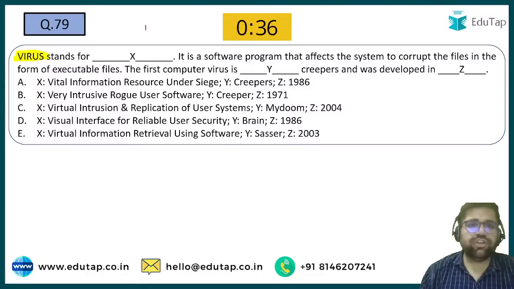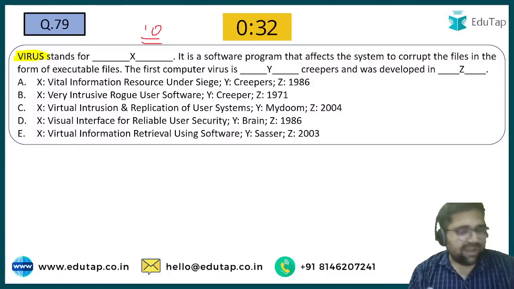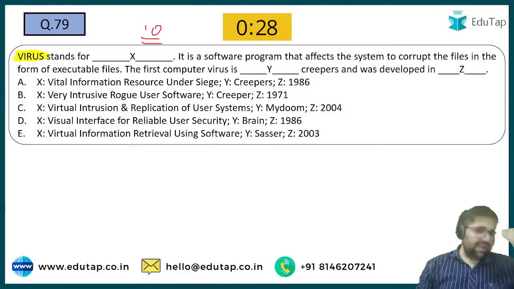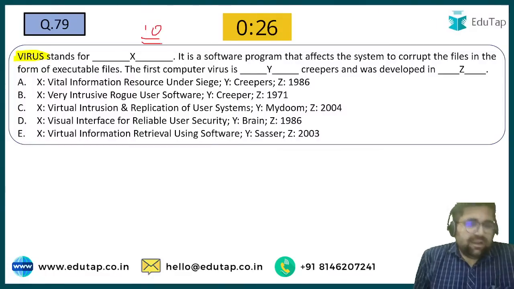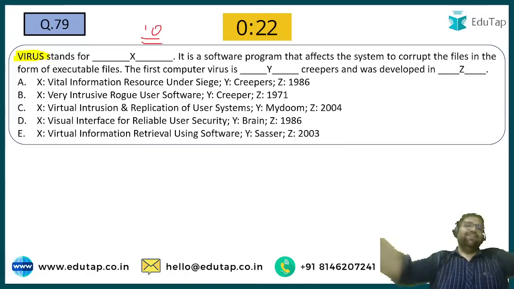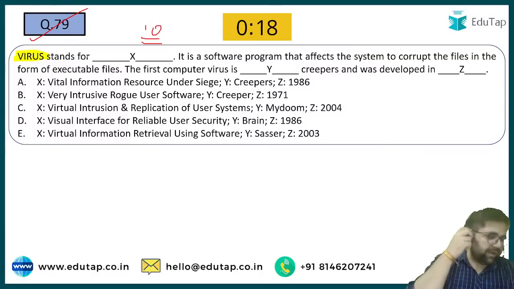Chalo, last 10 questions to go, my friend. Do not lose the energy. Why you are not answering? 79. I need answers from 79. Even my back is aching now, but koi na, seh lenge. Chalo, question number 79. Have some spirit.